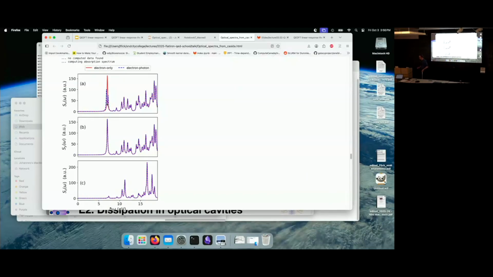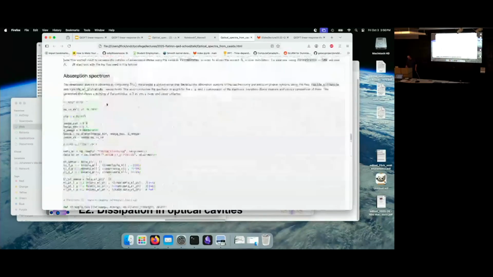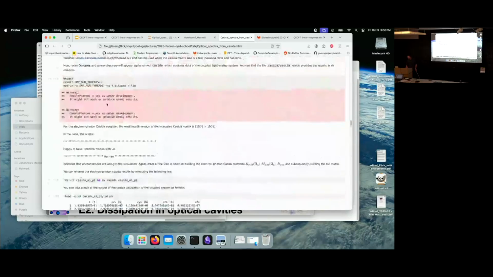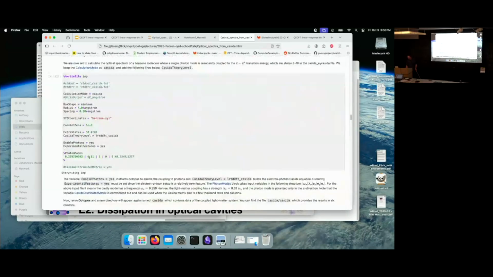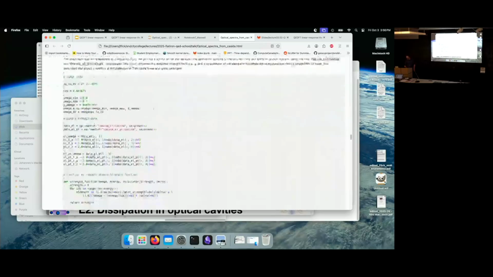You can also change the coupling strength. What did we use here? We used a weak one, I think 0.01. Yeah, 0.01. If you want to use a higher one, I cannot modify this, but you can. Just change it to 0.1, rerun everything, and you will get a different splitting.